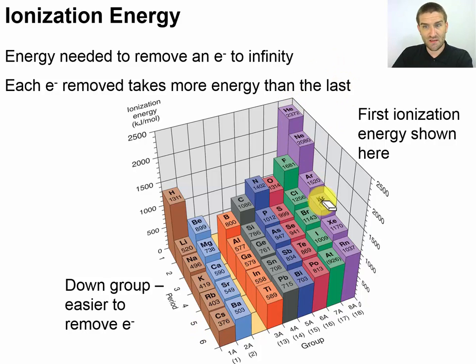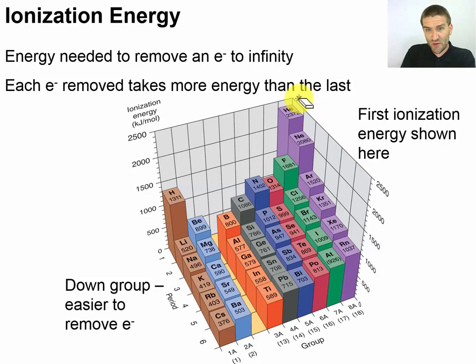How about our noble gases? Those are going to be very challenging to remove an electron from because, again, they are at the octet. It's going to be really difficult to break the octet up and remove an electron from it. So we're typically not going to see them ionize very easily.